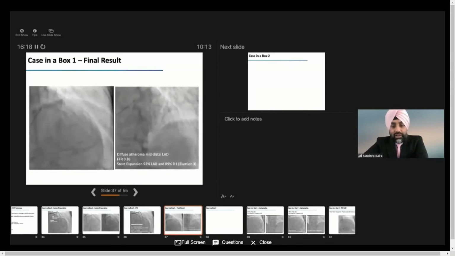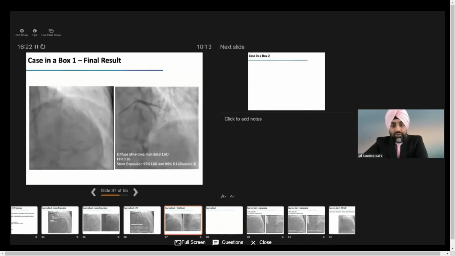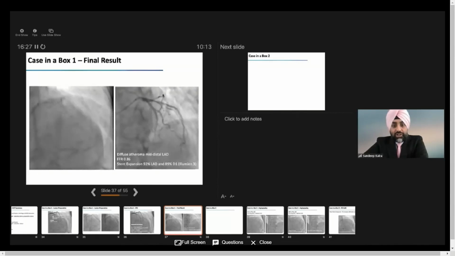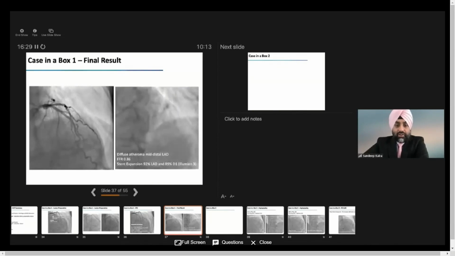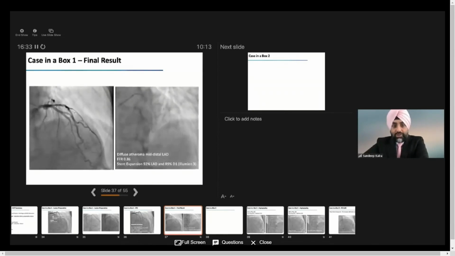An FFR at the end of the procedure showed in the LAD it was 0.86. On OCT interrogation, using the Illumien 3 criteria, there was 92% stent expansion in the LAD and 89% in the first diagonal. So both angiographically, physiologically, and on intravascular imaging, a very acceptable result here.